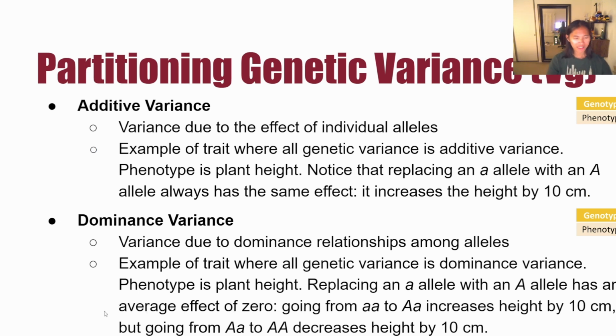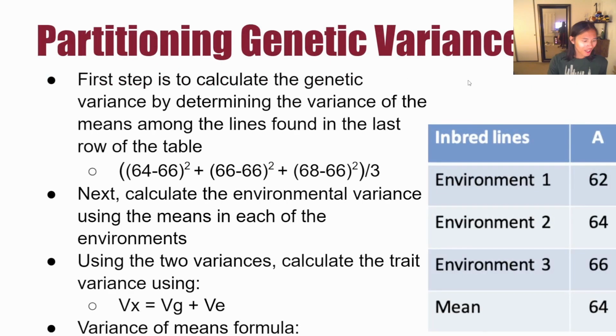There is a third type of variance, interactive variance due to epistatic interactions between alleles. And when you add additive, dominant, and interactive variance, you will get genetic variance. The genetic variance is calculated first by determining the variance of the means among the lines in the last row of the table found over here on the bottom. You'll first find the differences between the means of the last row and the total mean, square them, and then find the average, as shown over here. In doing so, we quantify the variation of genotypes due to genetic reasons.